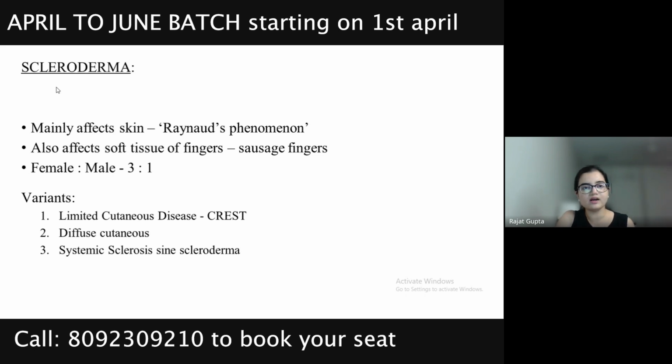There are three variants of scleroderma. So limited cutaneous disease, it mostly involves the CREST syndrome. CREST syndrome is, okay, let's talk about it with the image. So we have limited cutaneous, we have diffuse cutaneous. If I were to explain this in simple terms, limited cutaneous involves areas below the elbow and below the knee only. But diffuse cutaneous would involve even above the elbow and above the knees as well. So that's how you differentiate.